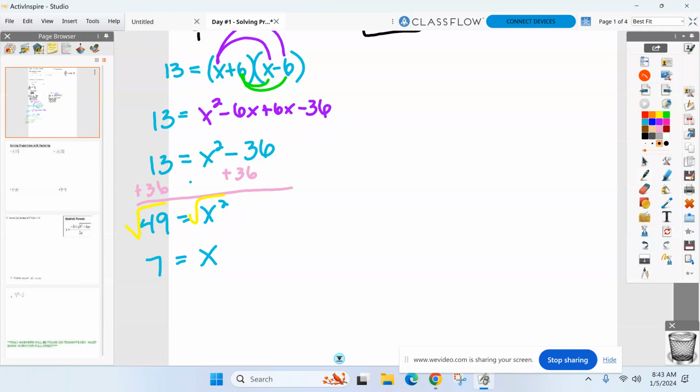So that's why I never brought up the negative answer. But hey, anybody see a diagram here? I don't see it either. So we got to have both answers here. There's no rejecting an answer. Got to have both when I take the square root: plus or minus 7.